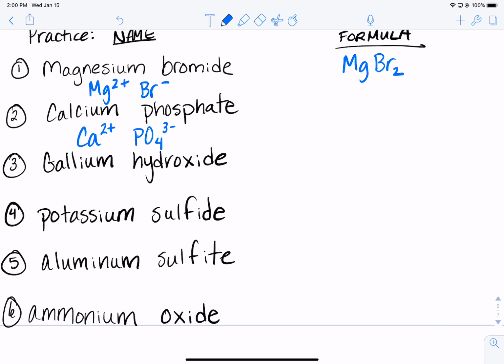All right, so how many calciums do I need to balance out my phosphates? Remember my little trick? I put the 3 down there. I put the 2 down there. So I need 3 calciums for every 2 phosphates. And remember, I have to do parentheses around my phosphates.